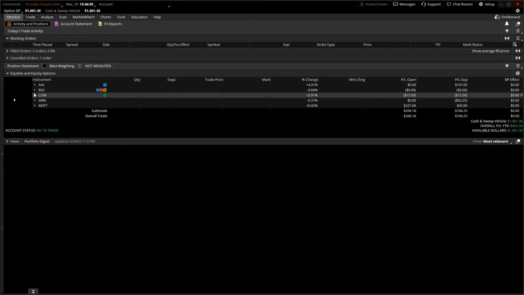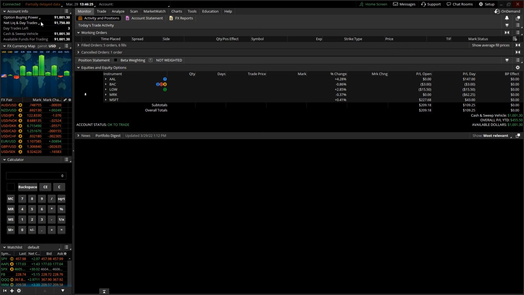Again, this discrepancy is because of the delayed data for this account. And for both of these positions, Bank of America and Lowe's, I've used $331 for both trades, and the cash balance right now for this account is a little over $1,000. If I open up this position, overall the account is up $1,750. Now, this account was funded with a little over $1,300, so the account is up approximately $400.